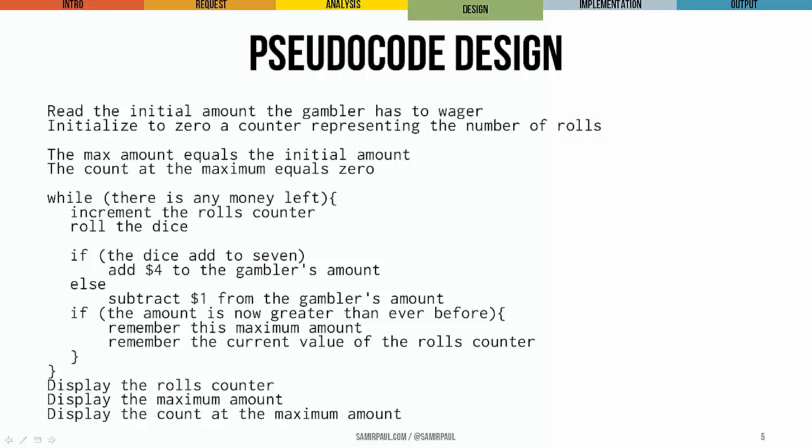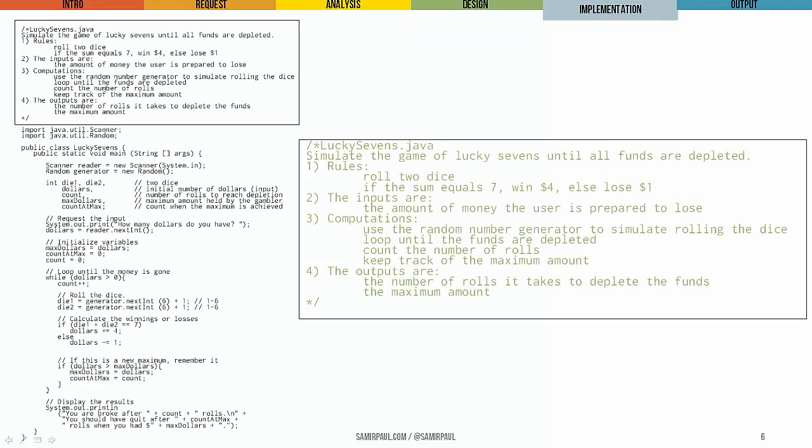Finally, after that loop is ended and we've run out of our money completely, we will show how many rolls we had, what our maximum was, and how many rolls it took us to get to that maximum. In other words, when we should have quit the game. So let's take a look at some of the code.